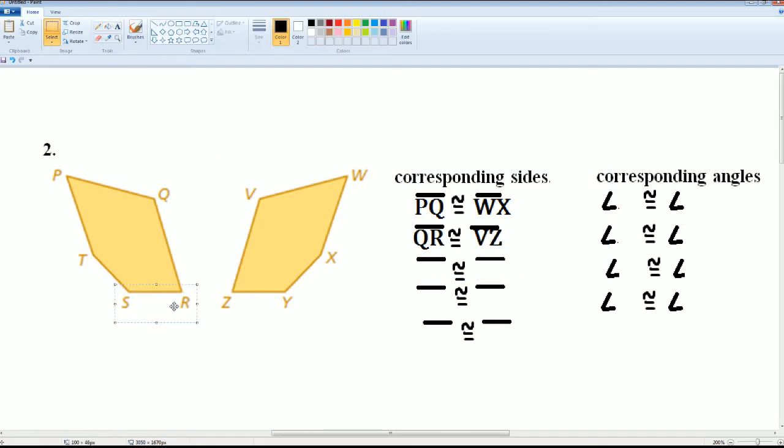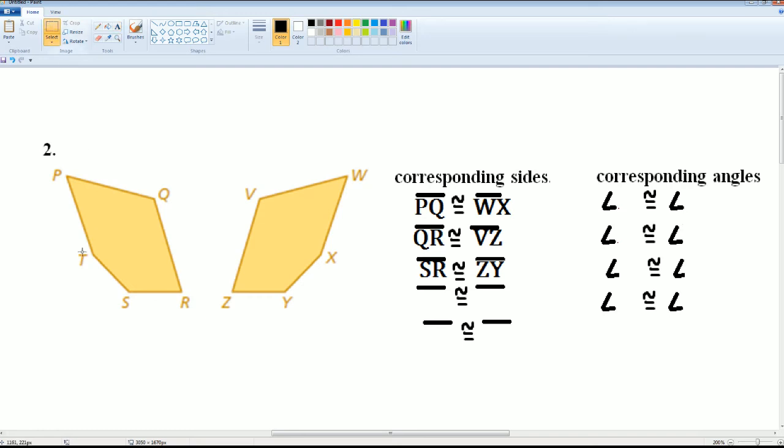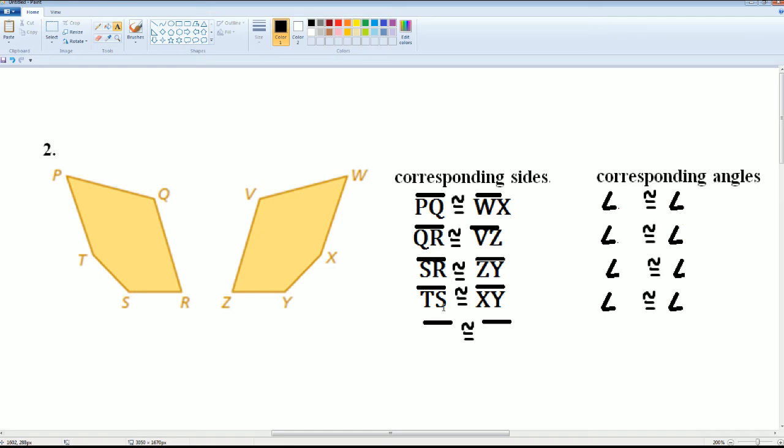Bottom one, SR and YZ. SR, YZ. ST, XY. TS, XY. Okay. Again, that's just a symbol for a line. Line TS is corresponding to line XY.